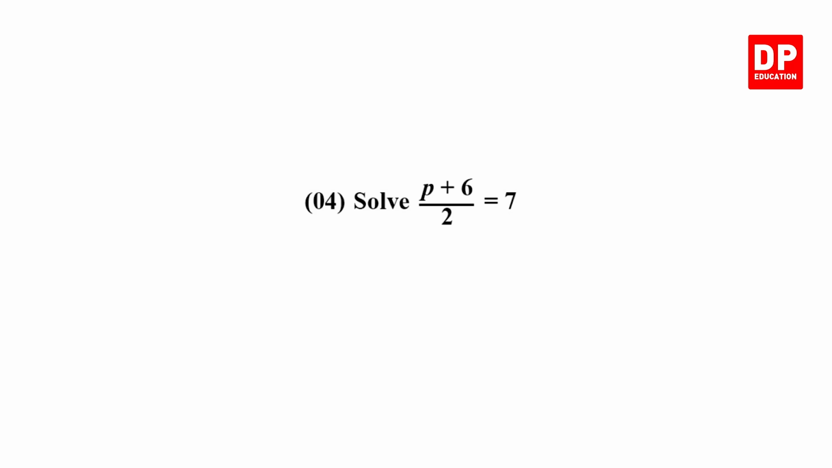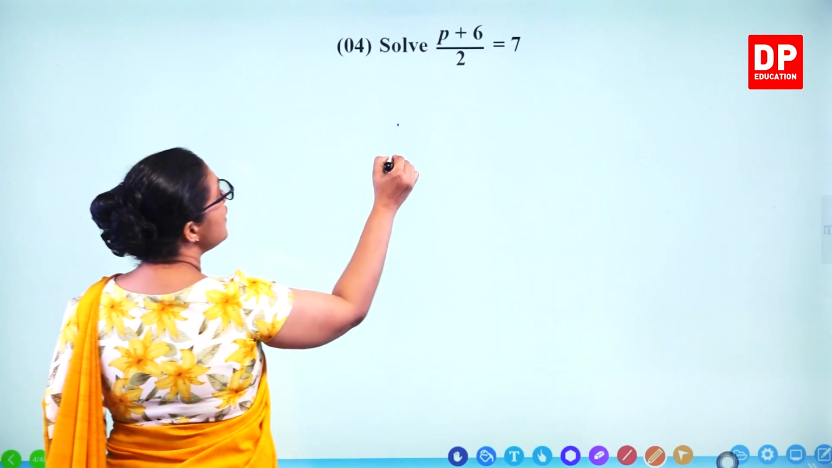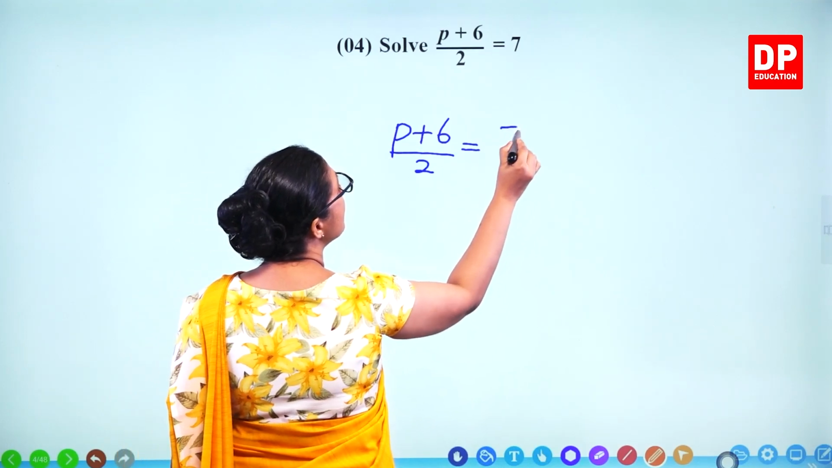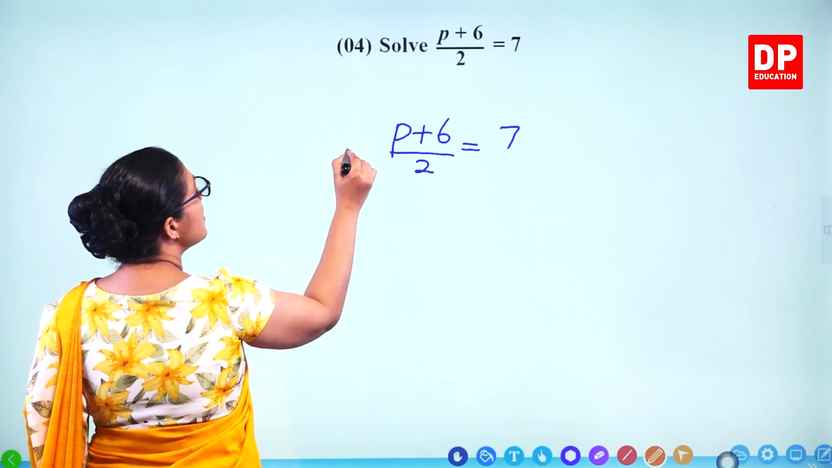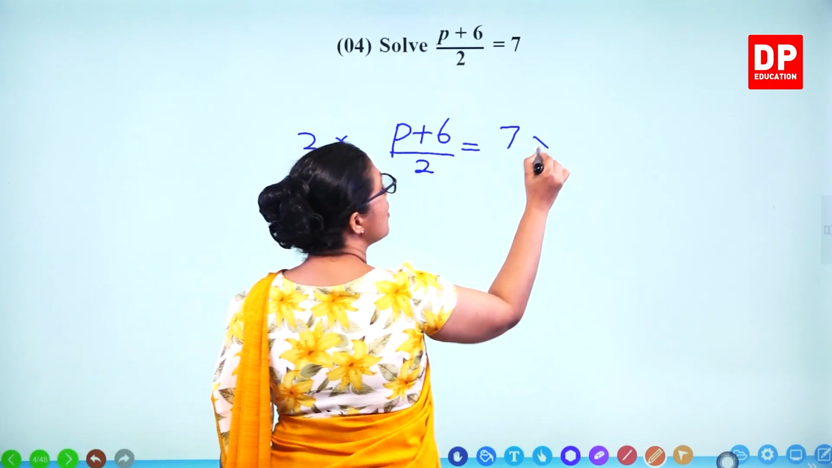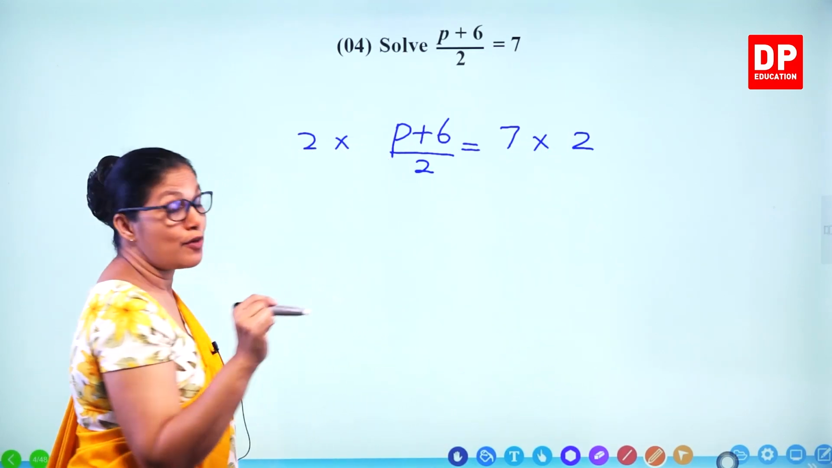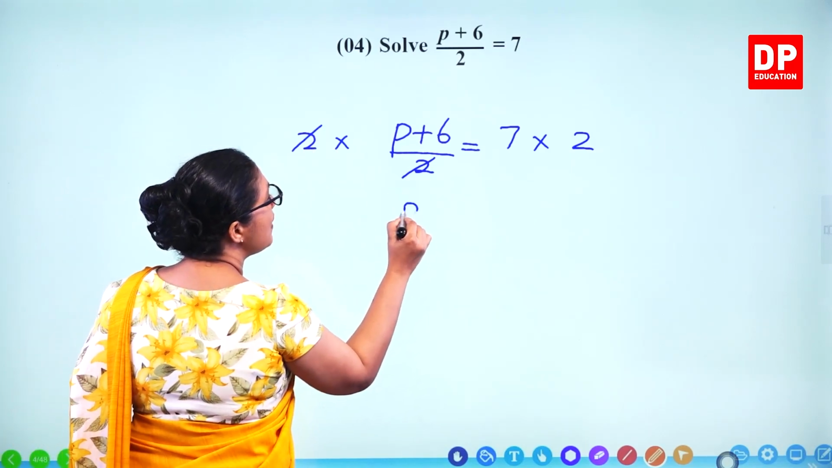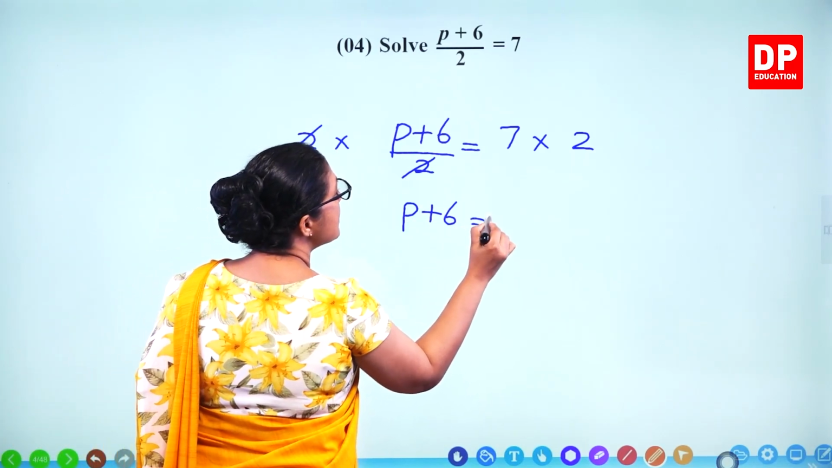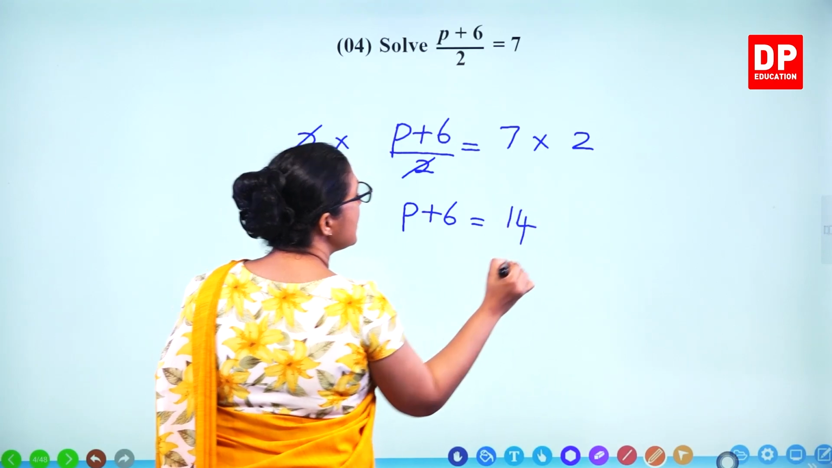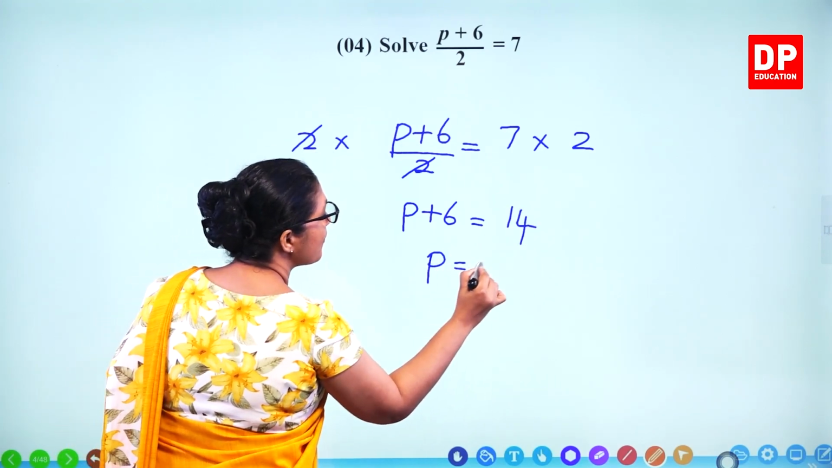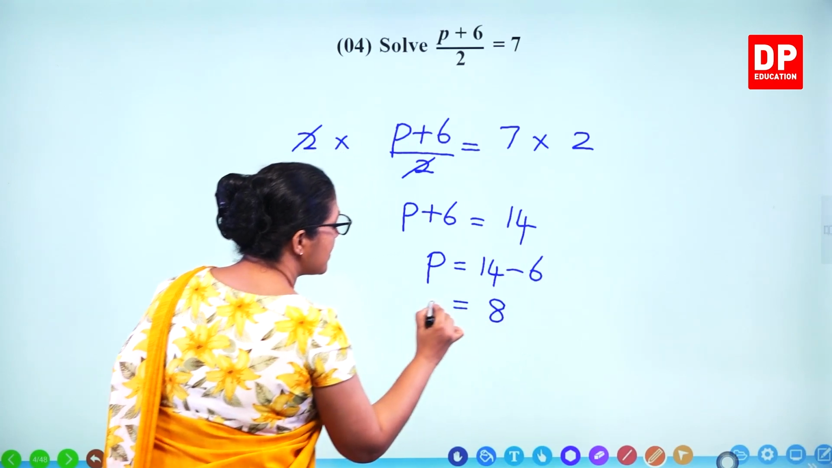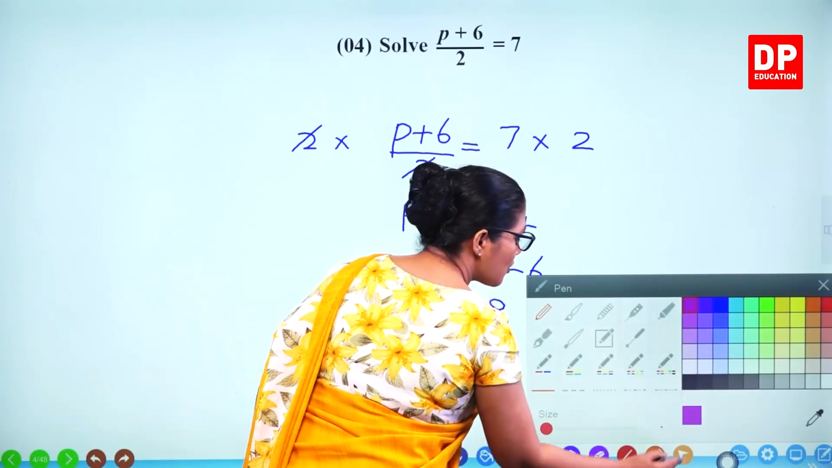Question number 4, solve. How do you solve the equation (p plus 6) divided by 2 equals 7? So what can you do? You can multiply both sides by 2 because there's a denominator 2. We need to get rid of that. So the 2 gets cancelled out, and you get p plus 6 equals 7 times 2, 14. So what's p? 14 minus 6, 8. 2 marks for that.